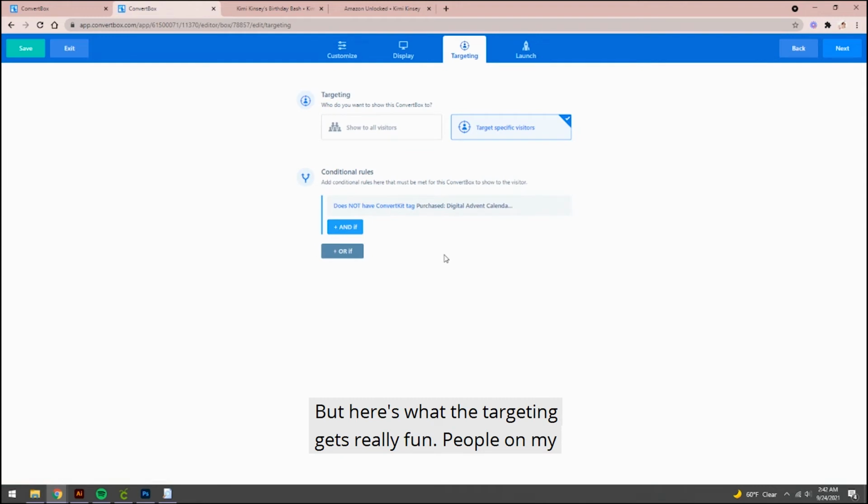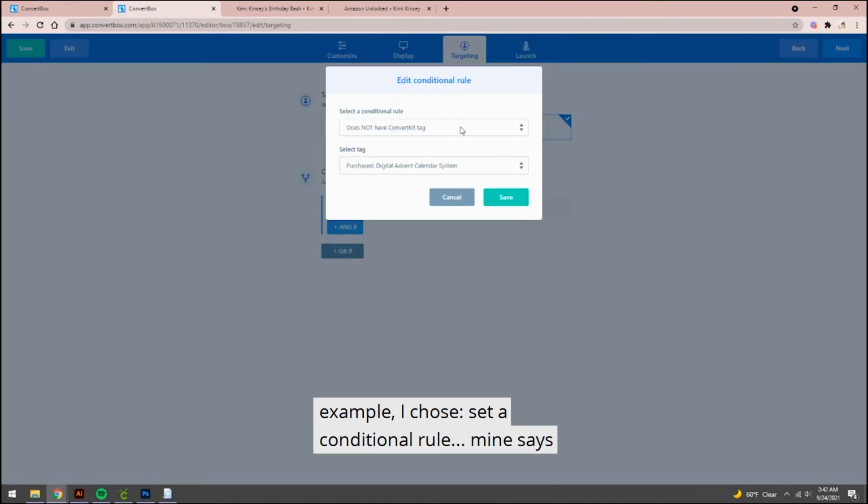But here's where the targeting gets really fun. People on my email list who have already purchased the digital advent calendar system do not need to see a pop-up about it. That's just overkill and silly. So I targeted specific visitors. There's some conditional rules that you can set. So for example, I chose set a conditional rule.